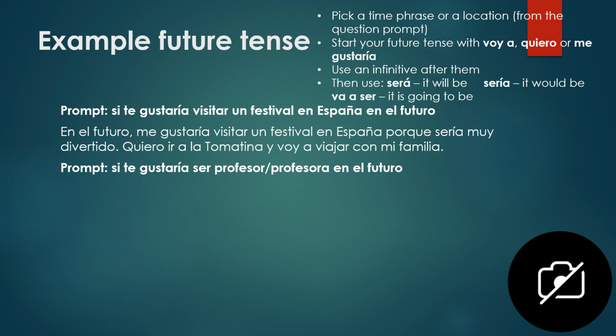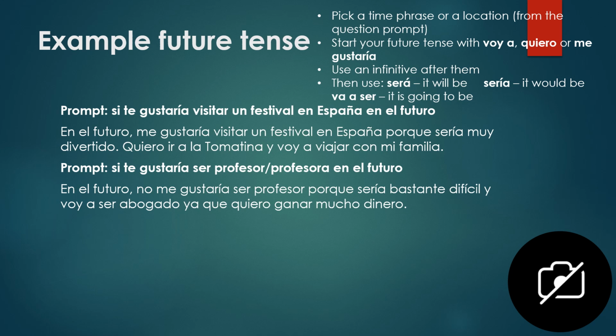The next prompt, si te gustaría ser profesor o profesora en el futuro. Again, I've started off with en el futuro, lifted it right out of the question. No me gustaría ser profesor porque sería bastante difícil y voy a ser abogado ya que quiero ganar mucho dinero. You'll notice here I've used ya que instead of porque. I do like to add that in for variety, so make sure you do as well. The other alternatives would be puesto que and dado que. Once again, in this question, I've got me gustaría, I've got voy a, and I've got quiero for the variety.